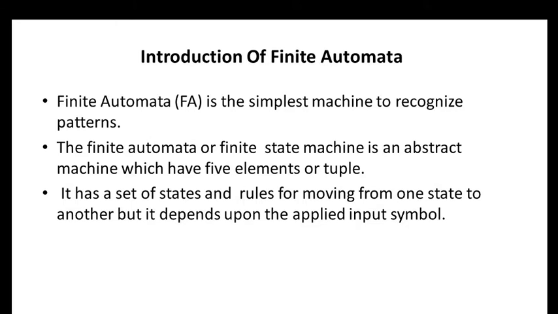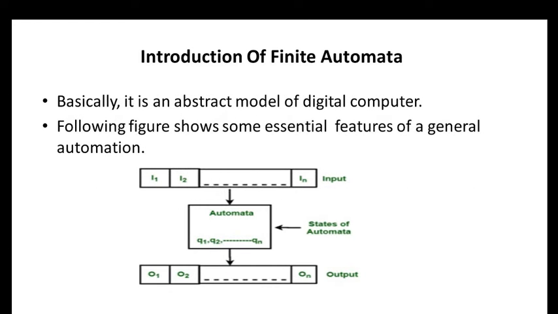It has some set of states, and when it has to move from one state to another state, it has to follow some rules. Those rules move us from one state to another, and it also depends upon the input symbol. In the examples you'll come to know that. Basically it is an abstract model of the digital computer. This figure shows some essential features of a general automata. Here are the input symbols, this is the state of the automata, and this is the output. This is the general feature of automata.